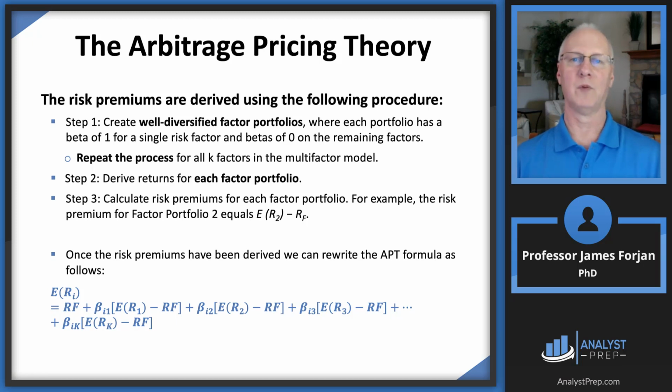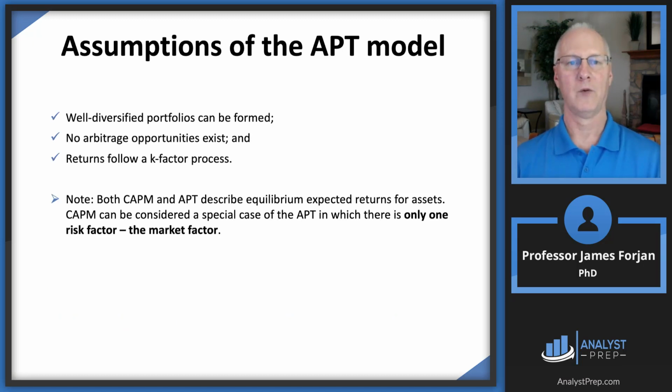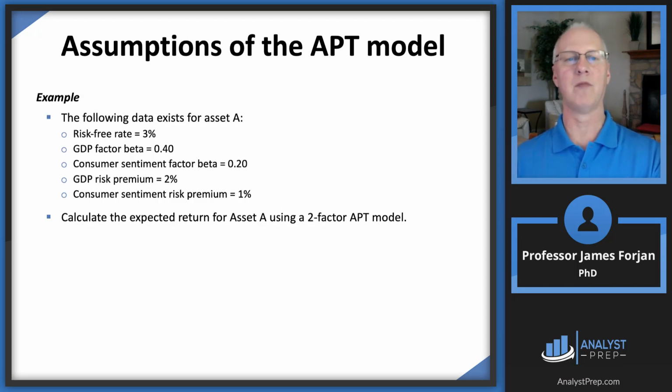Now, the problem with the APT is that it never really identifies which are the relevant risk premiums. Well-diversified portfolios can be formed according to the assumptions of the model. There are no arbitrage opportunities. Think of the Pittsburgh-Philadelphia example. And then the returns will follow a K factor process. So once again, here's my last arrow point there on the bottom of the page, that CAPM has just one risk factor, but APT can have multiple risk factors.